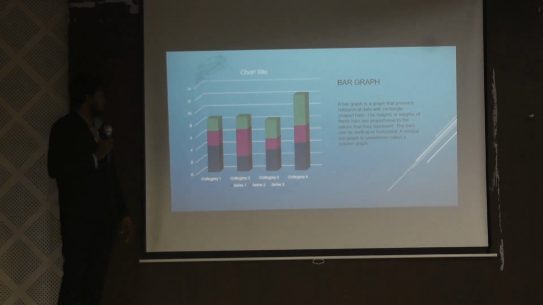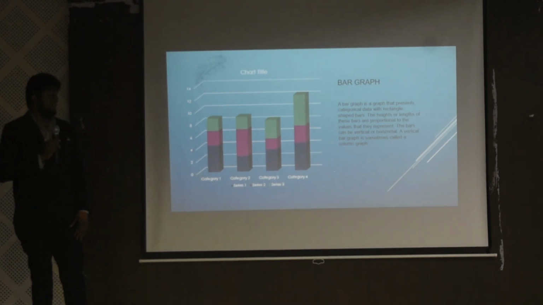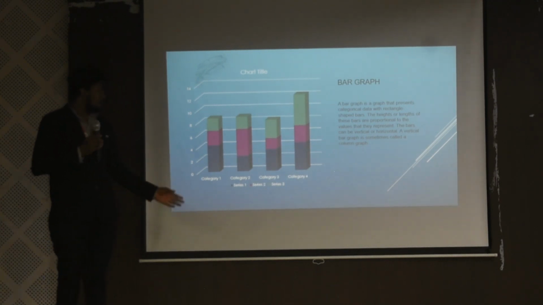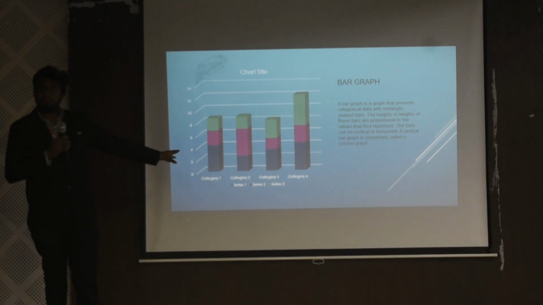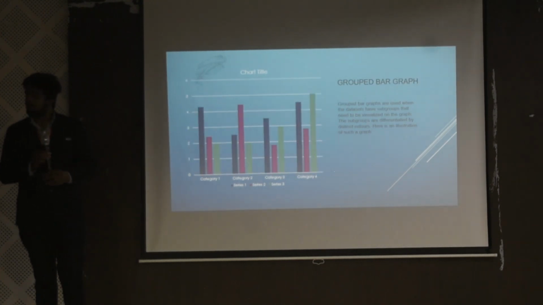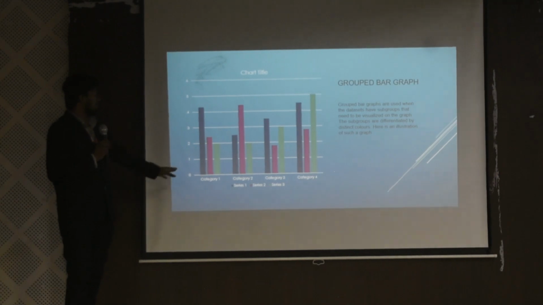What is a bar graph? A bar graph is a graph that presents data graphically. He said the example of Excel. In Excel there are a thousand names. We can fill this into a bar graph on the basis of attendance, right? We can make a bar graph of attendance. This is the grouped bar graph.